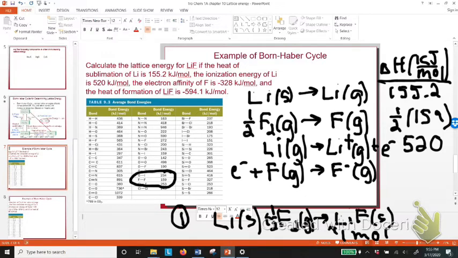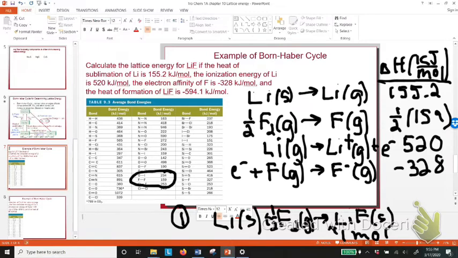So going back to fluorine, this is the electron affinity, the amount of energy needed to gain an electron. So that value is negative 328 kilojoules per mole. Now our last step is to combine our ions together. And we are combining ions that are in the gaseous state to form the solid ionic compound.